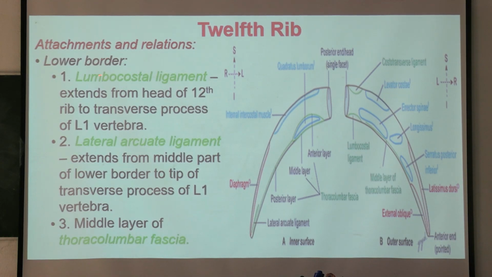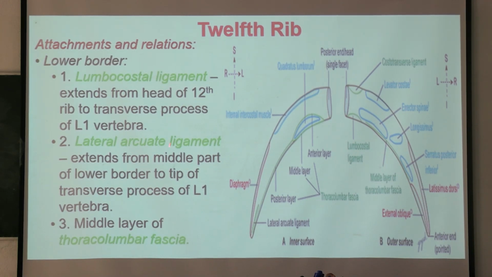Next, along the lower border, these ligaments are attached. Lumbocostal ligament extends from the head of the 12th rib to the transverse process of the L1 vertebra. Lumbo means lumbar, attached with the costal facet. Ribs develop from the costal element, that's why the name lumbocostal ligament is given. Here is the attachment of the lumbocostal ligament.